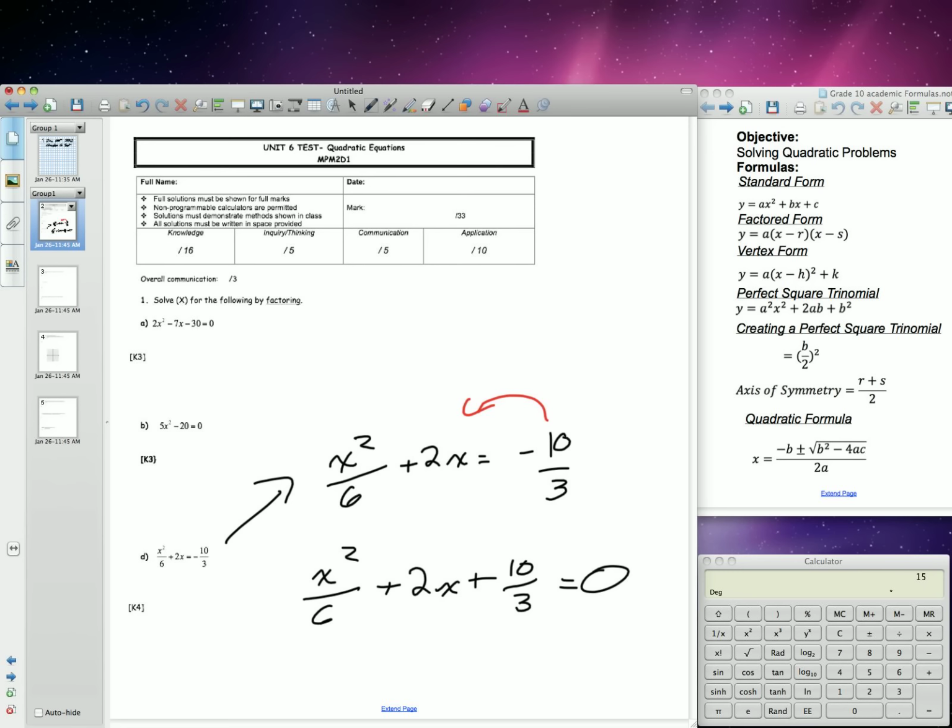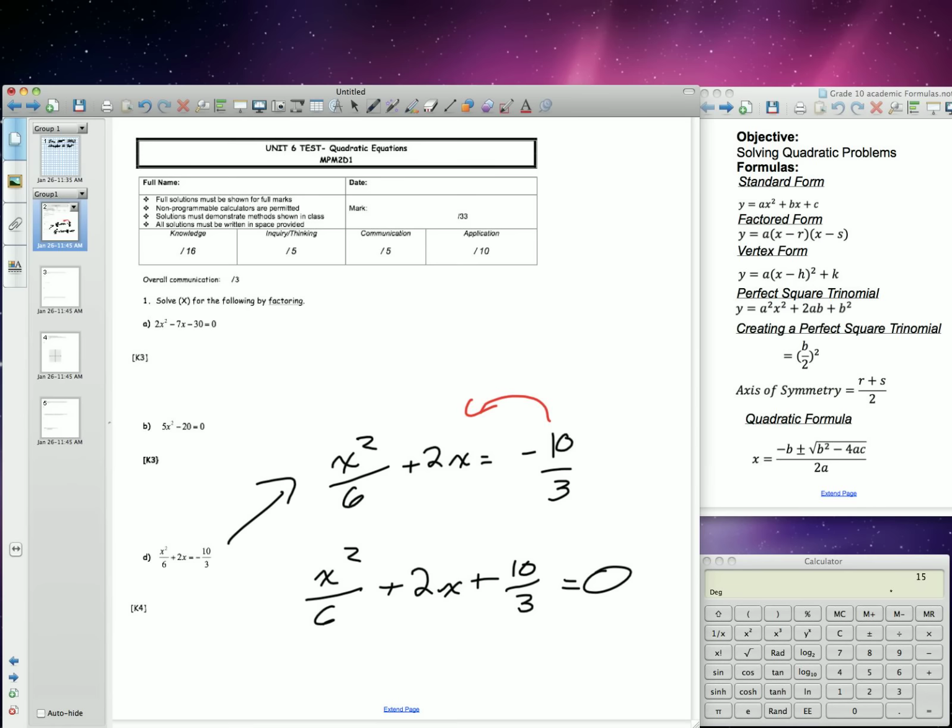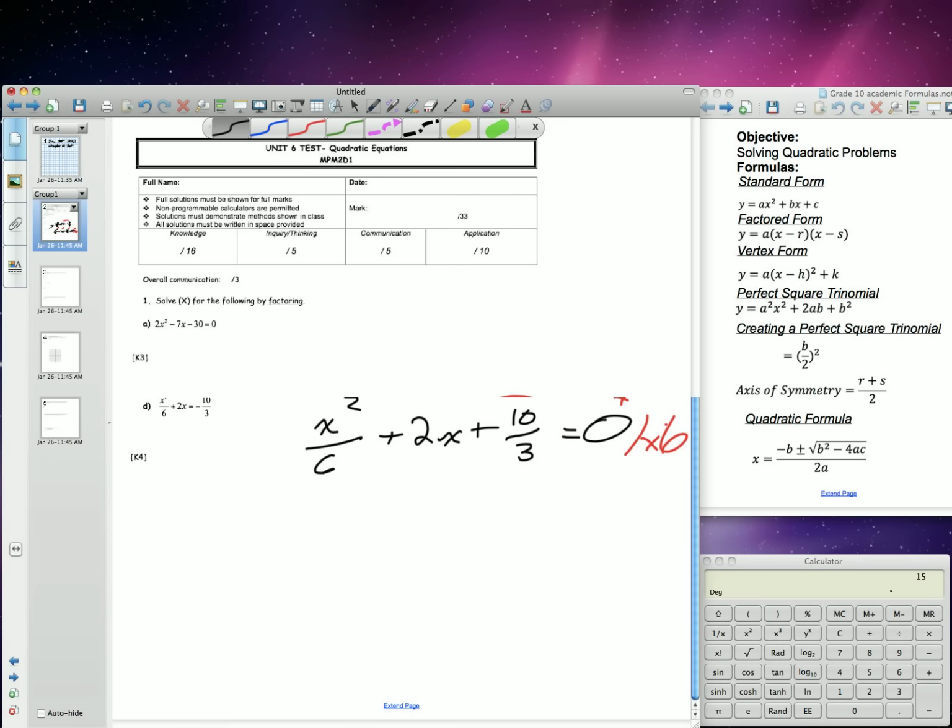Now the next step I want to do is get rid of all of my fractions. So I need a common multiple of both of these numbers. What is a common multiple of 6 and 3? 18 is one. There's one that's smaller. 6. 6 is a common multiple of both those numbers. So we're going to multiply the entire equation by the number 6. Every term in this equation will be multiplied by 6. Whatever I do to one side, I must do to the other.